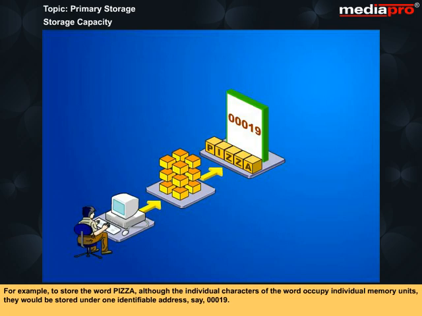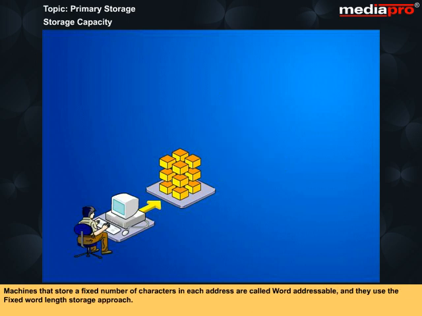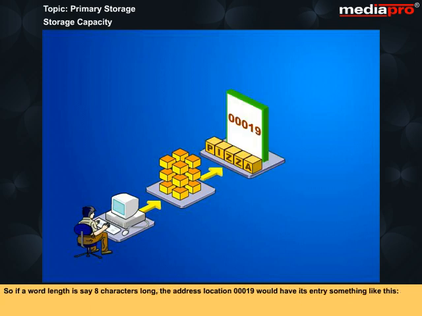For example, to store the word pizza, although the individual characters of the word occupy individual memory units, they would be stored under one identifiable address, say 00019. Machines that store a fixed number of characters in each address are called word addressable, and they use the fixed word length storage approach. So, if a word length is say 8 characters long, the address location 00019 would have its entry something like this.